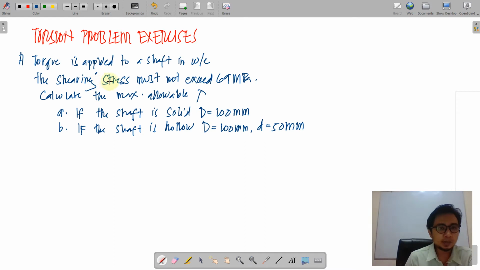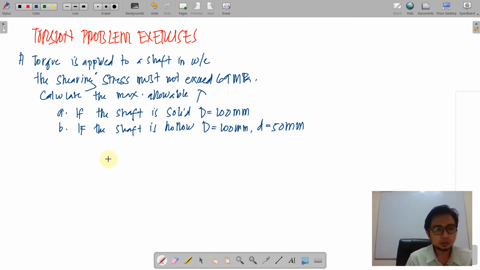Okay, so for our warm-up, we have here a problem. A torque is applied to a shaft in which the shearing stress must not exceed 69 megapascals. Calculate the maximum allowable torque, letter A, if the shaft is solid, and letter B, if the shaft is hollow. If the shaft is hollow, as we can see here, there are two diameters given, wherein this is the outer and the inner diameter, meaning there is a hollow core along the shaft.